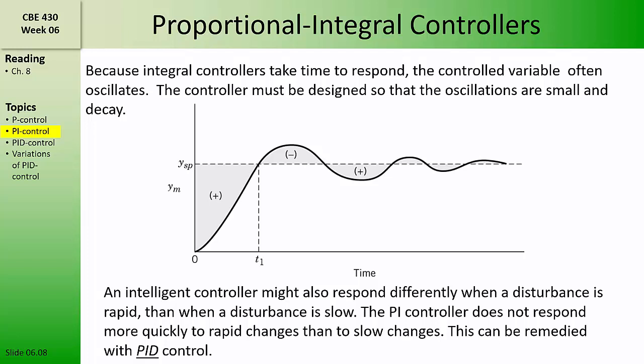In the previous video, we introduced the concept of PI control, which can be used to eliminate the observed steady-state offset that often arises when proportional-only feedback control is used for self-regulating processes. PI control does not respond more quickly to rapid changes than to slow changes in the error signal or in the measured value. This can be remedied with what we call PID control.